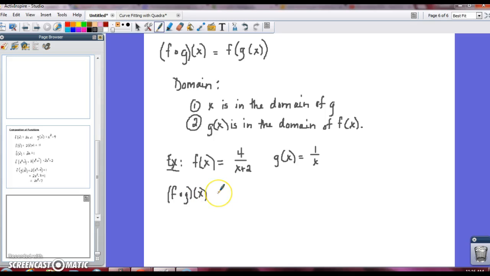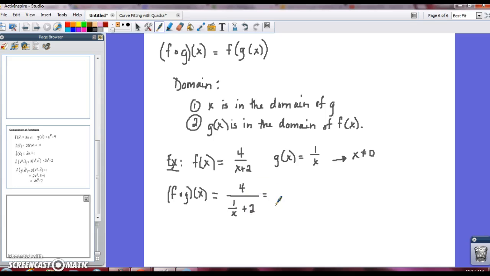Okay, first thing that we know is that x can't be 0, right? Because that would cause the g of x to fail. So I know for this part here that x can't be 0. So that is the first value that I need to exclude from my domain. And now let's go ahead and do that composition. So remember, in the function f of x, wherever I see an x, I'm replacing it with g of x. So I have 4 over 1 over x plus 2.